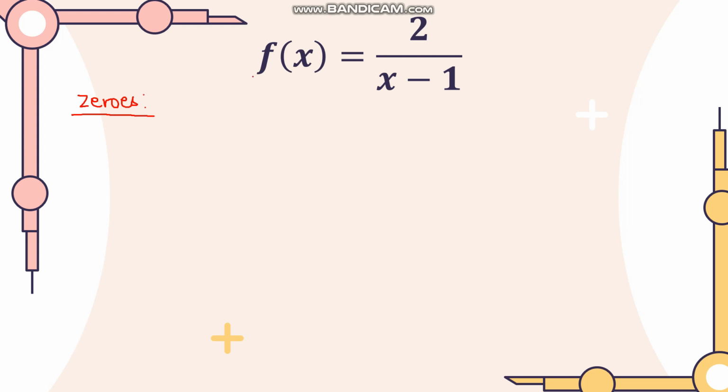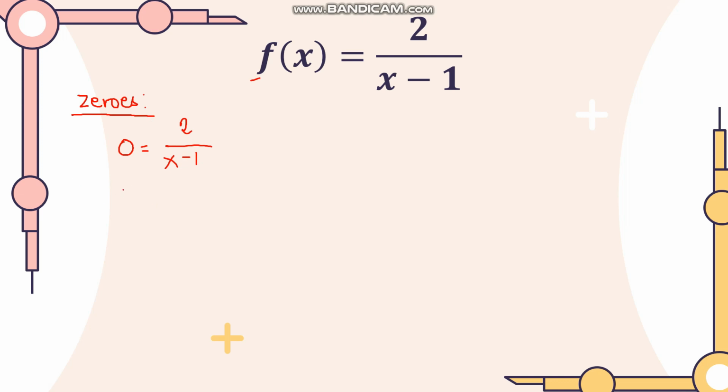With that in mind, in order for us to identify zeros, we have to set f of x equal to 0, or we have to set this whole function equal to 0. Because again, we're trying to identify what value of x will give us an output which is equal to 0. So instead of f of x, we equate the whole function to 0. Then we have 2 over x minus 1. And then from here, just solve for the value of x.